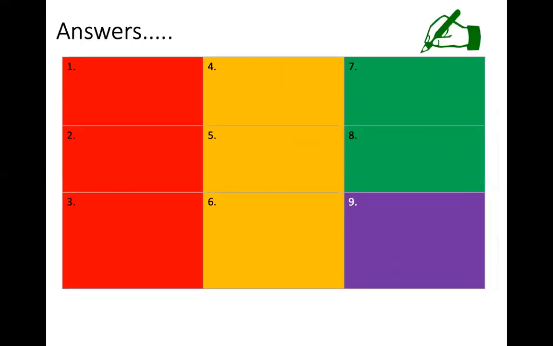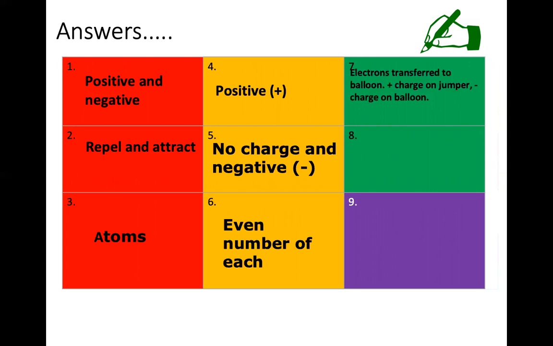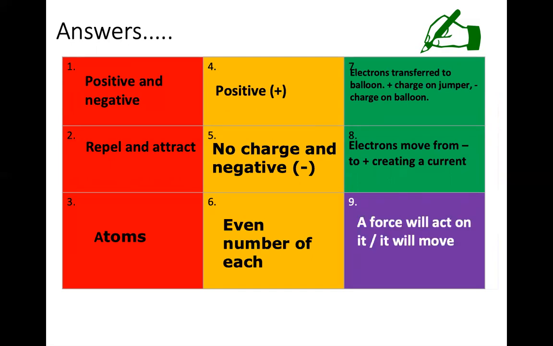Next, just to look at some answers, I'm not going to go through all of them, but just some. Question 1, the answer is positive and negative. Question 2, repel and attract. Question 3, atoms. Question 4, positive. 5, no charge and negative. Even number of charges. Electrons transfer to the balloon. The positive charge on the jumper and negative charge on the balloon. Electrons move from negative regions to positive regions, creating a current, which makes that lightning. An electrical field, a force will act on an object and move it.